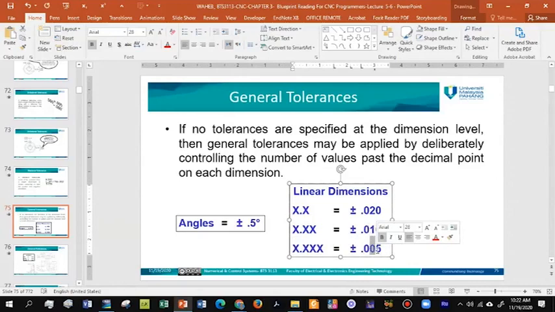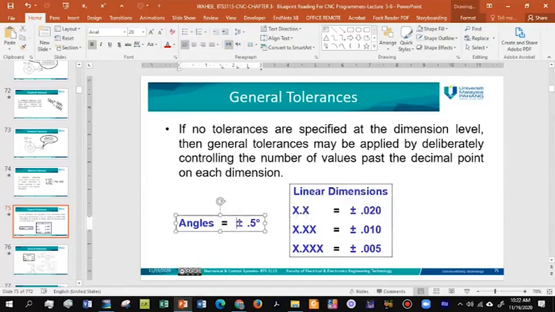This number can be changed, but the idea here is that this tolerance will be applicable for all dimensions which consist of three digits after the decimal point. And this tolerance will be applicable for all dimensions which consist of two digits after the decimal point. This tolerance will be applicable for all dimensions which have one digit after the decimal point. This tolerance will be applicable for all angles, and so on. Okay, so this we call the general tolerance.